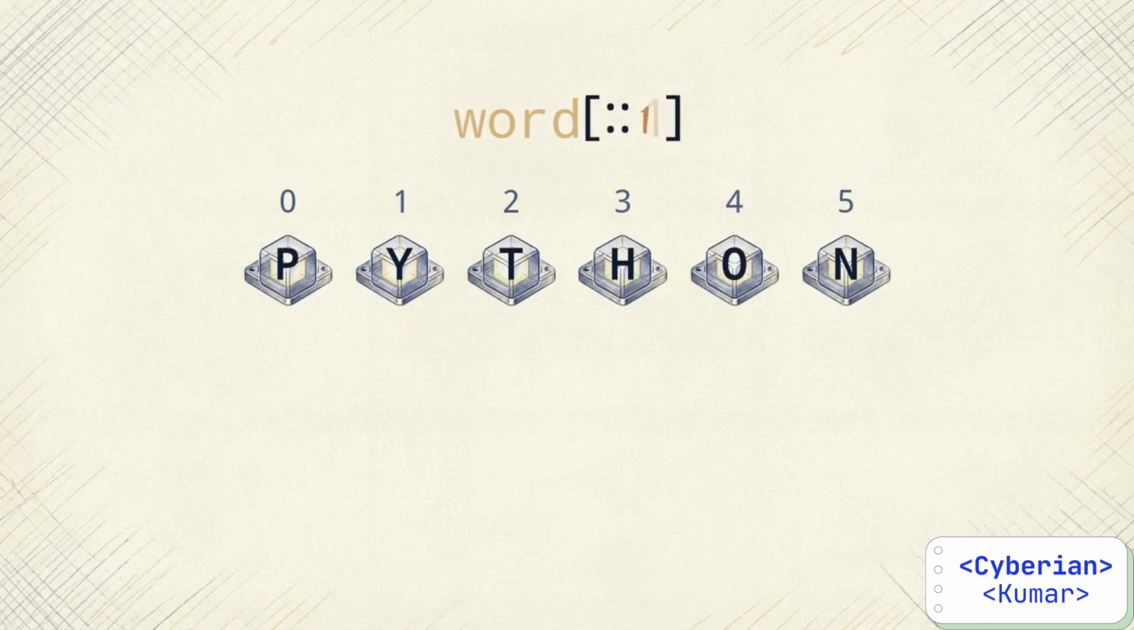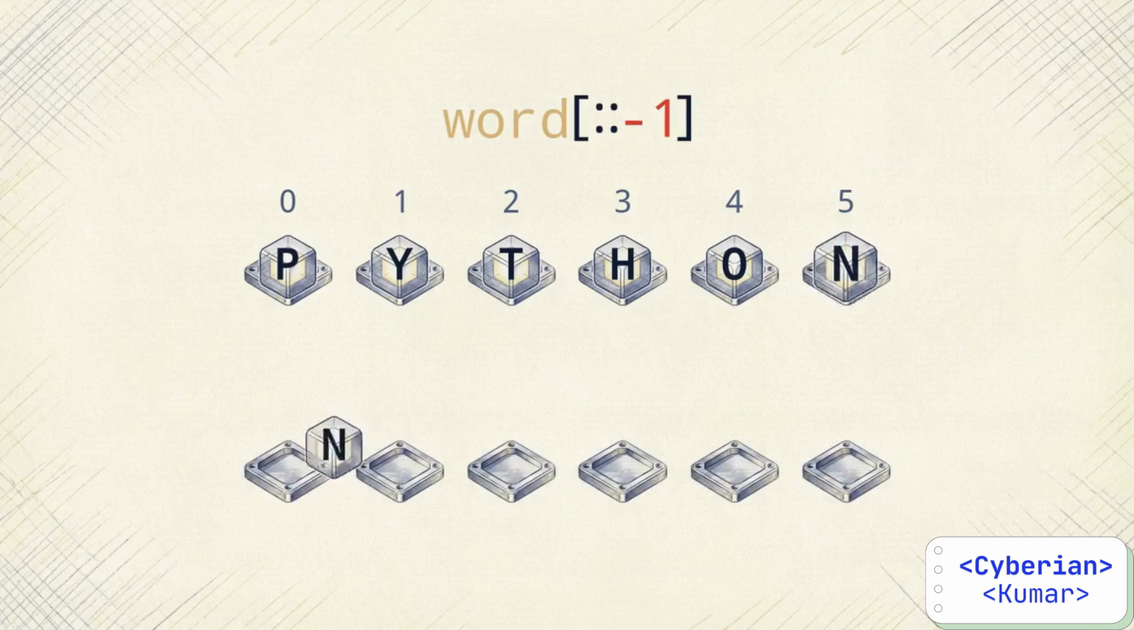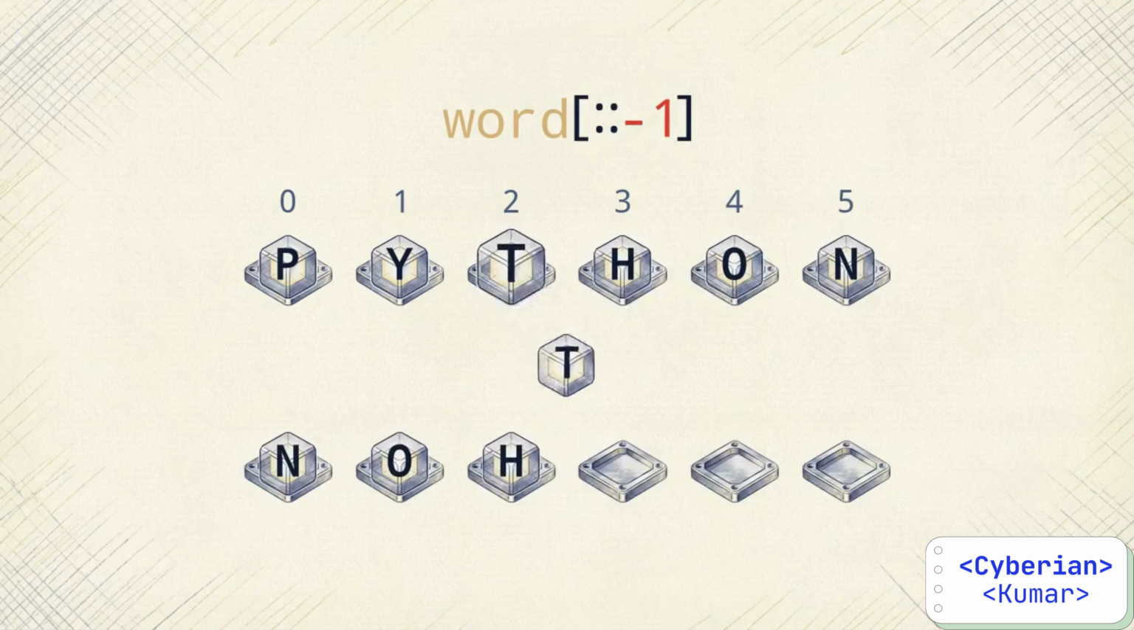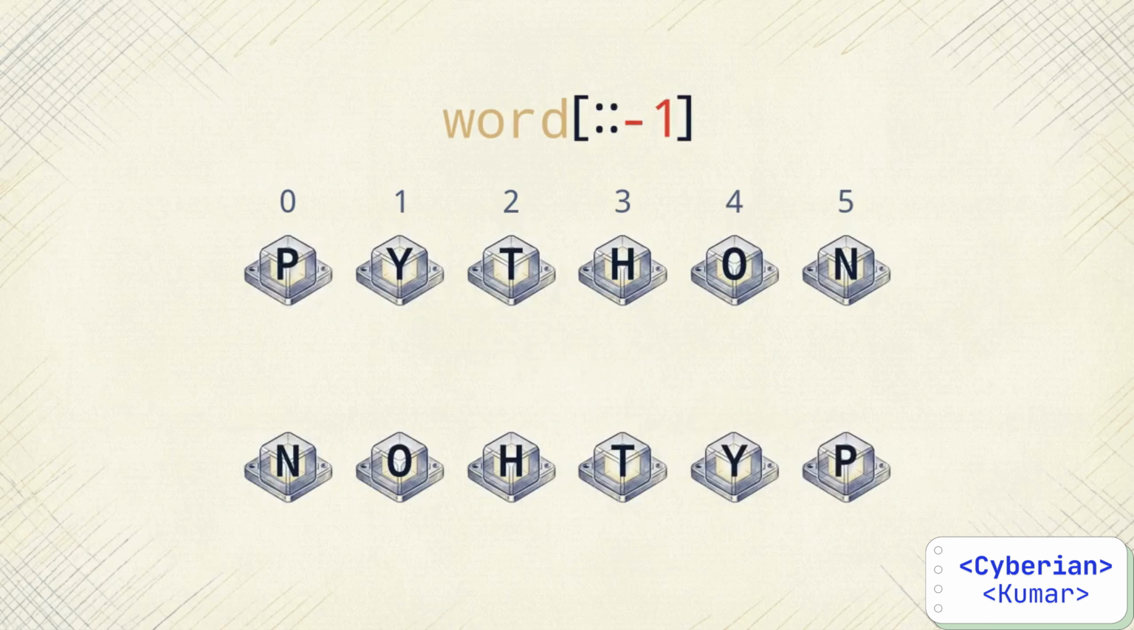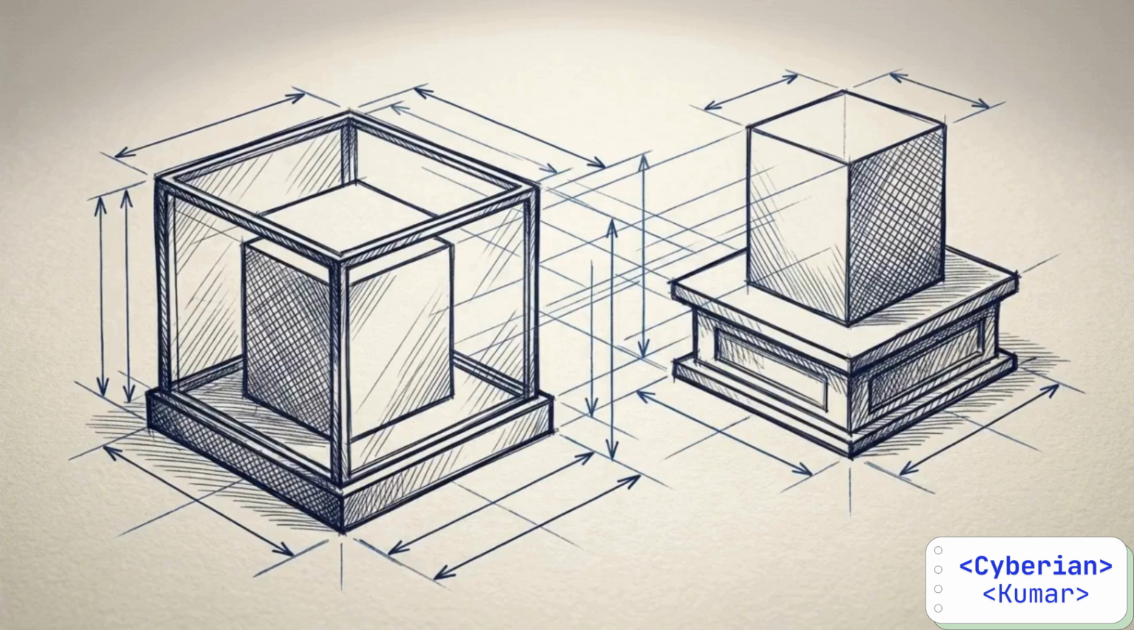Defaulting to 1 pulls sequentially. By deploying a negative step, like [::-1], we force the system backward. This single command spawns a complete, newly allocated copy of the sequence in reverse order. Slicing never cuts or damages the original string. It strictly references existing spatial coordinates to clone specific characters into a fresh memory instance.